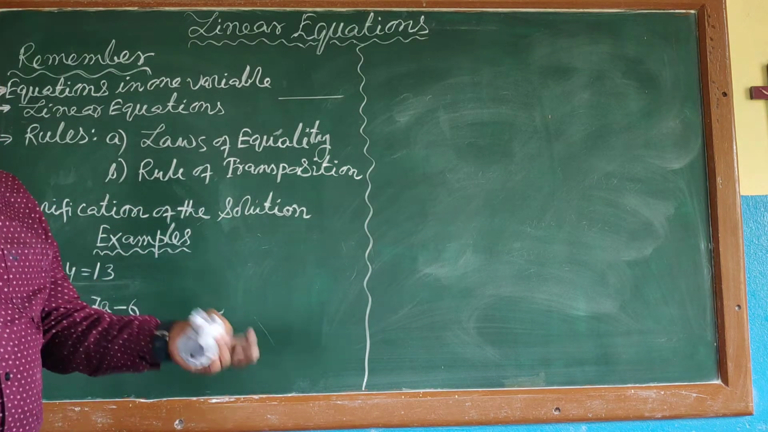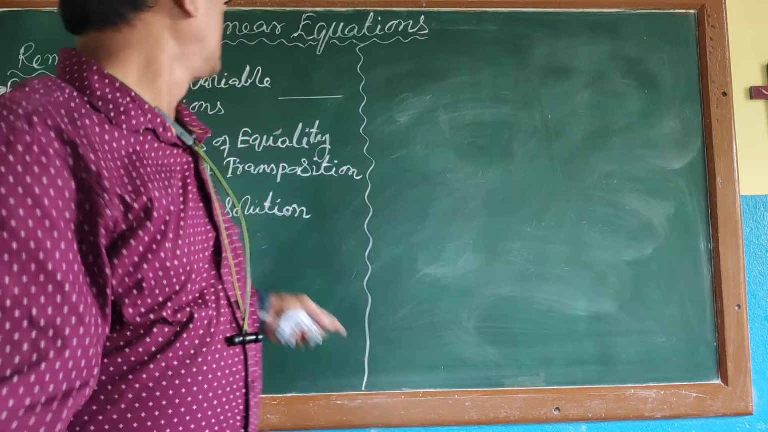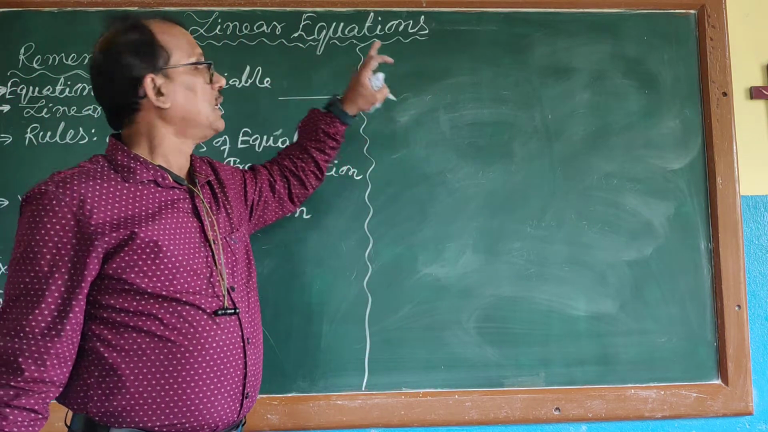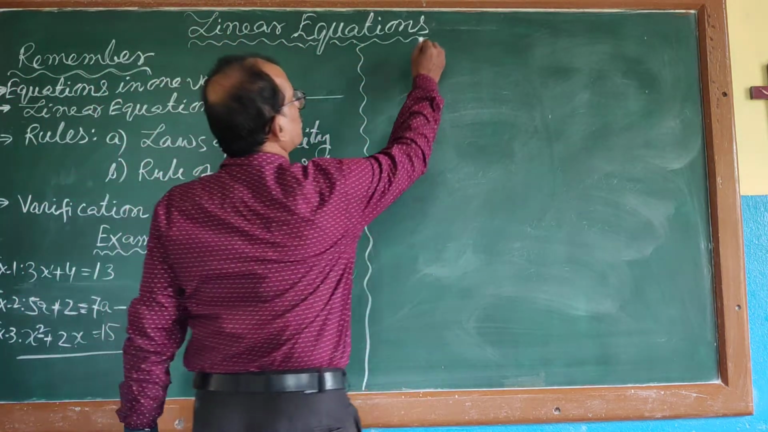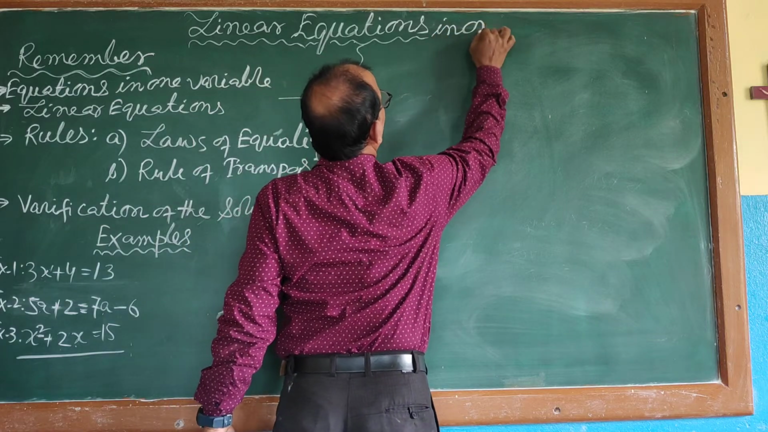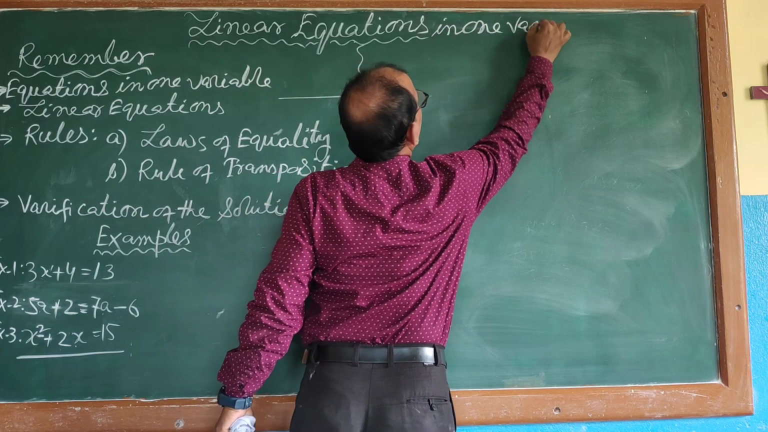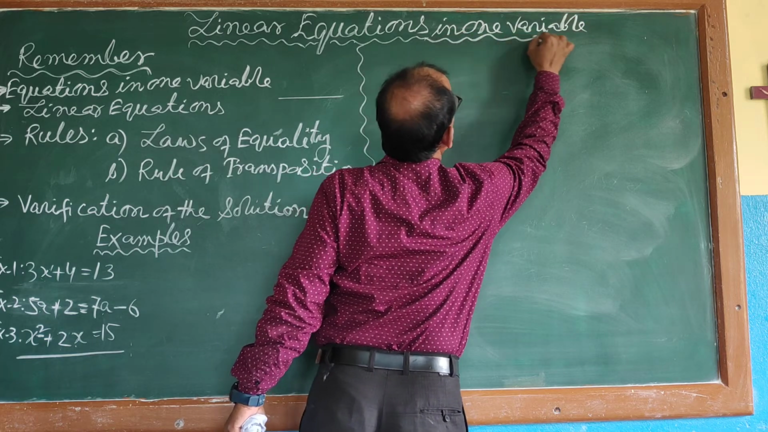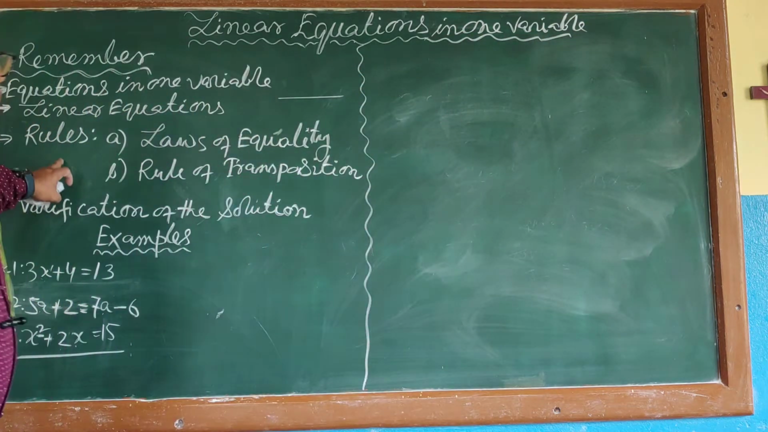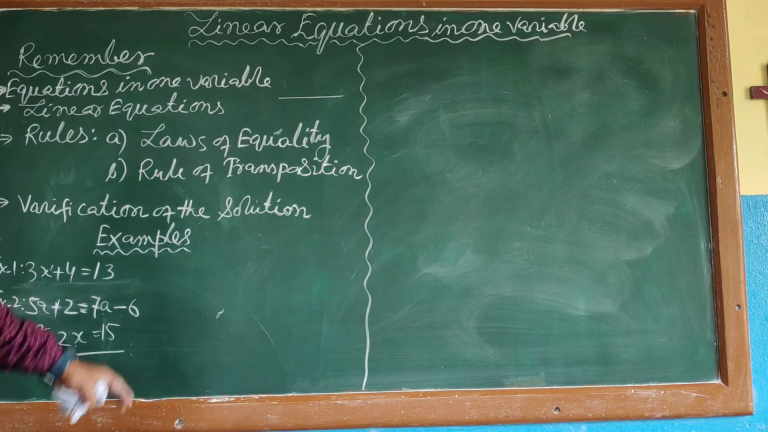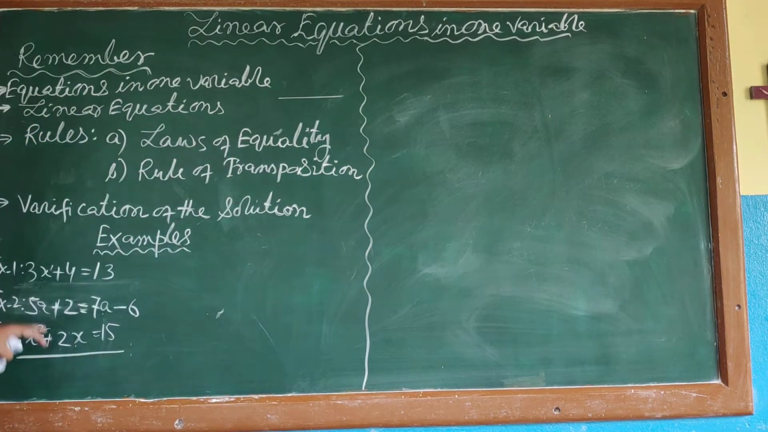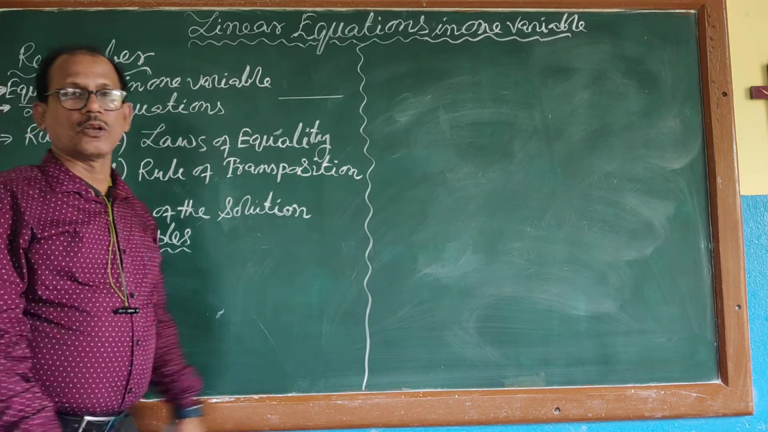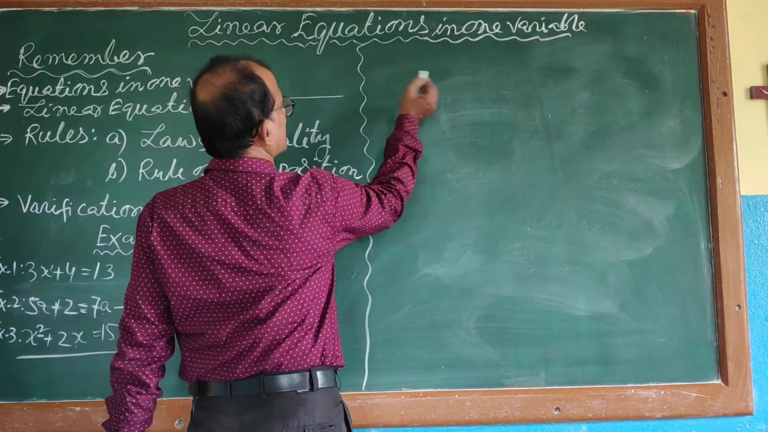Now, how will you solve the linear equation? So why is the name called linear equation? You understood? Linear equation in one variable is the correct answer. We are going to solve linear equations in one variable only. Now, how will you solve it? The rules can be the laws of equality. I will take this example. What do you understand by laws of equality? You are keeping both sides equal.